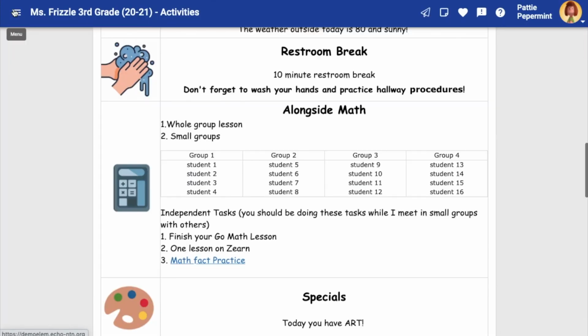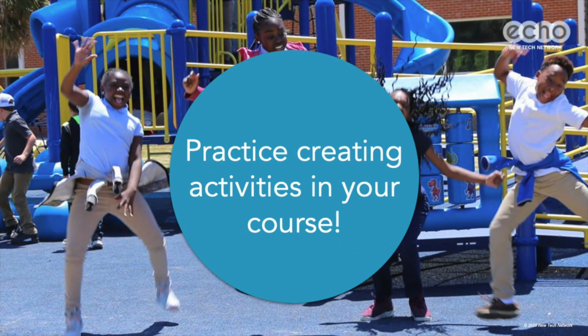Take some time now to create a few different activity types in your course. Be sure to take time to think about what outcomes you might assess for each activity and practice assigning points and adjusting due date settings. Don't forget to link the assignments you create to your agenda. For more information on the activity types and how they function, be sure to check out the linked articles.